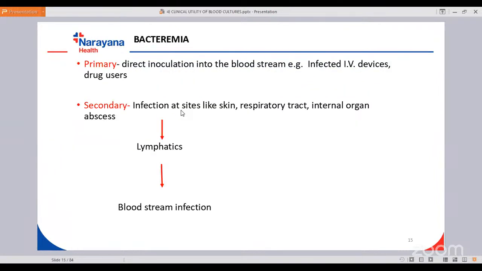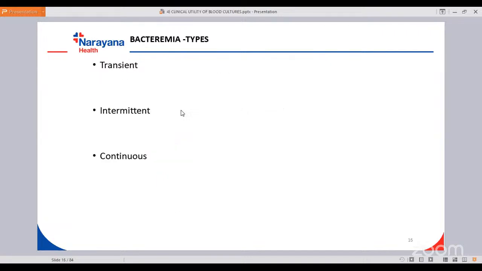Now coming to bacteremia. What is this concept of bacteremia? All of us know that bacteremia means organisms floating in blood. There are two forms: primary and secondary. Primary is where you have direct inoculation into the bloodstream, either because your peripheral lines, central lines, or IV lines are infected, or you are a drug user. That's when you have primary bacteremia. Secondary bacteremia, as I said, is where there is an infection localized to one organ, and then it starts outpouring through lymphatics into the bloodstream.